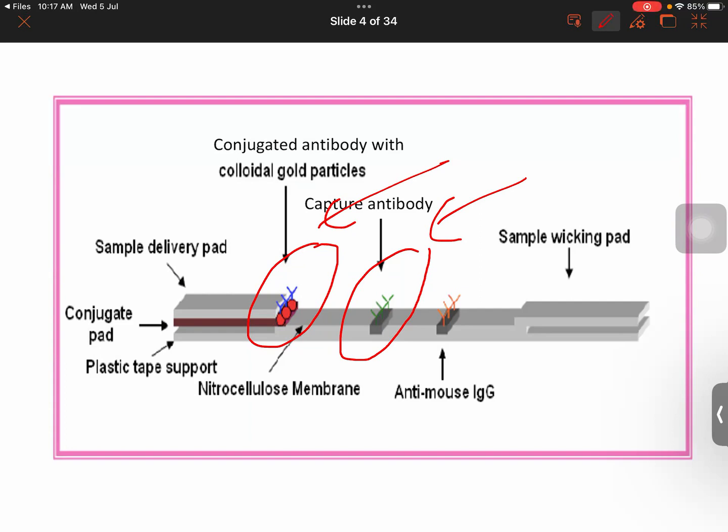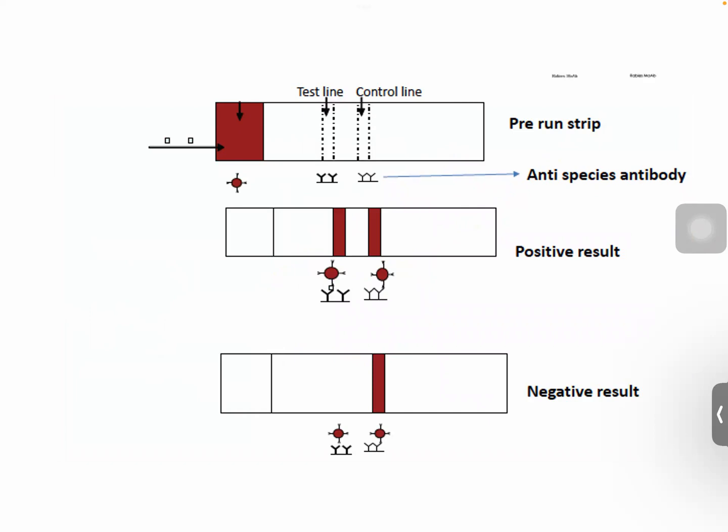And this capture or test line requires higher concentration compared to the conjugate pad where the detection antibody will be placed. So this one requires higher concentration compared to this conjugate pad where we put the conjugated antibody. Okay, so this is the basic one, what the lateral flow looks like. And of course, this is also some basics that you know where you get positive results, okay, and the negative results.